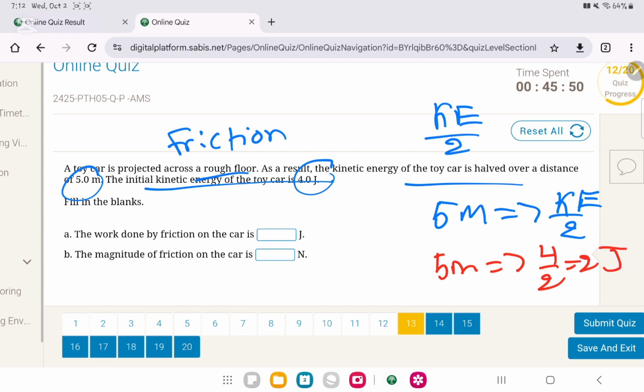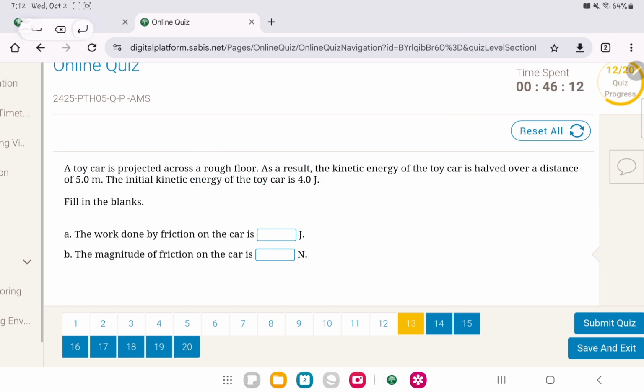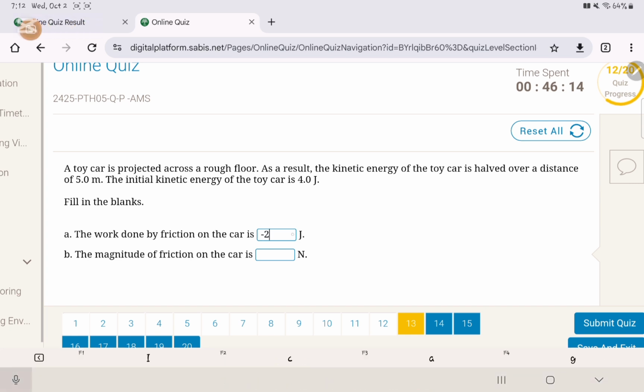Okay? Now, they need the work done by friction on the car. If it was 4 joules, then it became 2 joules. What are we doing? We are subtracting 2 joules. So the work done by friction on the car is negative 2 joules. Alright? So the work done is negative 2 joules.